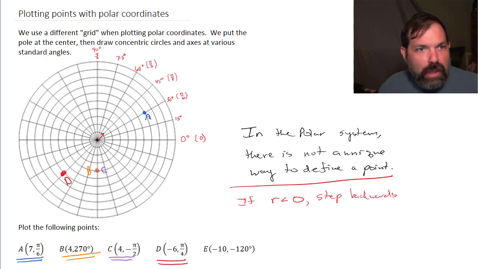All right, and finally the point E. E is negative 10, negative 120 degrees. So let me erase my previous little arrow here. All right, so negative 120 degrees. Let's see, the negative 90 and 30. So negative 120 degrees is this axis right here. There's negative 120, and then I have to go 10 steps in the opposite direction. I've got to go 10 steps backwards, and so that would put me backwards 1, 2, 3, 4, 5, 6, 7, 8, 9, 10. That would put me here. And so this point right here is E.